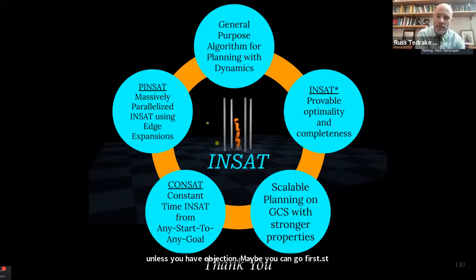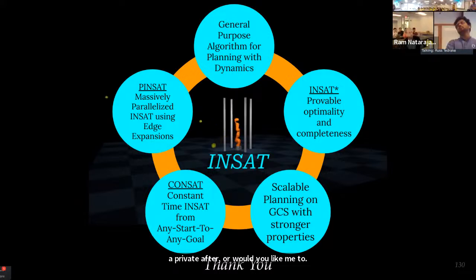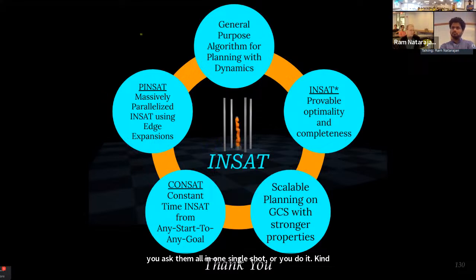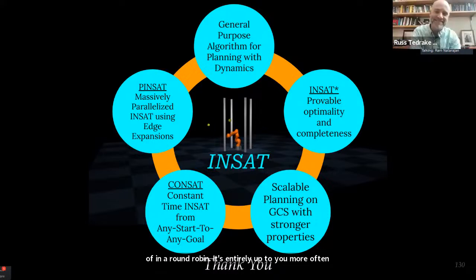I'm happy to go first. Would you like me to ask all of my questions now, a subset that is public and there's a private after, or would you like me to do a few and come back? What's your preference? Yeah, so typically there is no private here, meaning that all the questions get asked publicly, but then afterwards, it's just a discussion within the committee members without Ram. So it's like basically just the committee members will have a discussion afterwards about the decision and the feedback. But there is no private questioning part. So all the questions are public. Whether you ask them all in one single shot or you do it kind of in a round robin fashion, it's entirely up to you. More often than not, they get asked all in one single shot, but it's definitely entirely up to you. Okay, let's see how it goes.